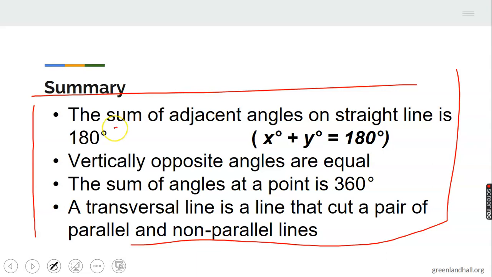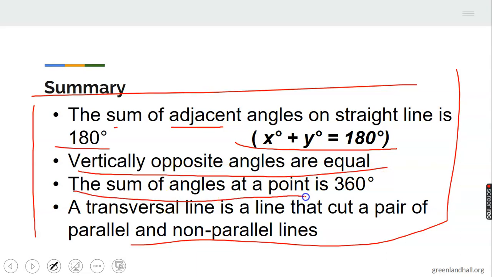The summary is telling you that the sum of adjacent angles on a straight line is 180 degrees. That is, when you have two angles on a straight line, x plus y equals 180. If you have three angles, it will be x plus y plus z equals 180. Vertically opposite angles are equal. The sum of angles at a point is 360 degrees. A transversal line is a line that cuts a pair of parallel or non-parallel lines.